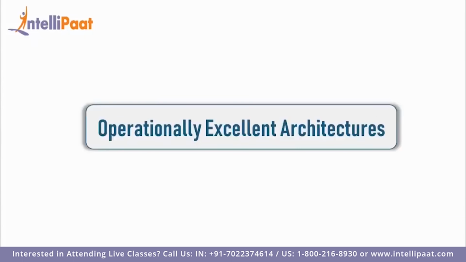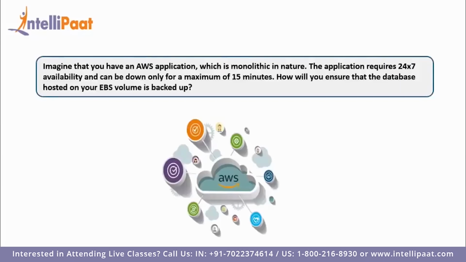Alright, so our next domain will talk about operationally excellent architectures. So let's see what all questions are covered in this particular domain. Alright, so imagine that you have an AWS application which is monolithic in nature. Monolithic applications are basically those which have the whole code base in one single computer, right? So if that is the kind of application you're dealing with, it's called a monolithic application.